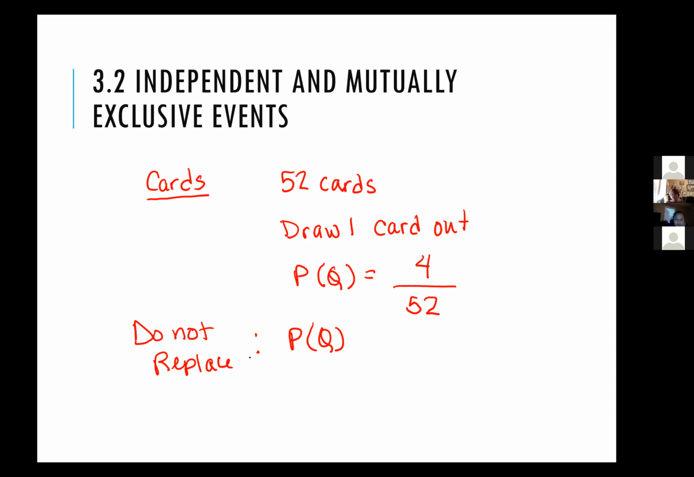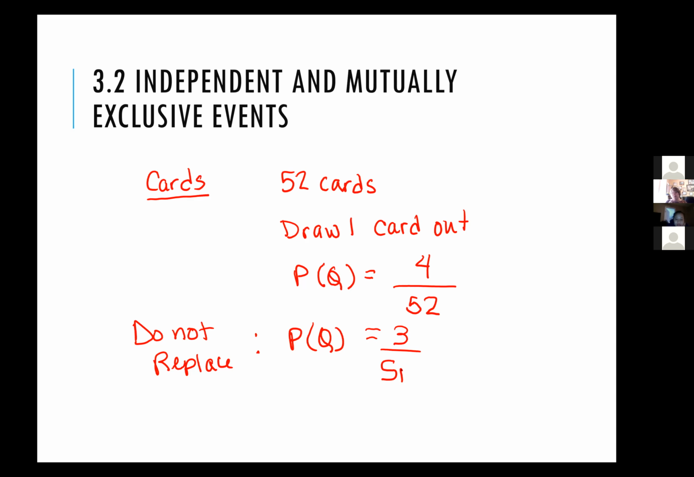Well, now me drawing a queen out of that deck of cards is conditional to me drawing a queen out the first time. So now what's the probability of me drawing a queen out? Well, if I drew a queen out the first time, so the first event was successful, then the conditional probability of me drawing a queen, given I've already drawn a queen out of the deck, is affected. Now there are only 3 queens in the deck. And there are only 51 cards in the deck.